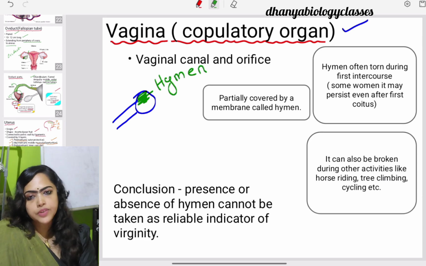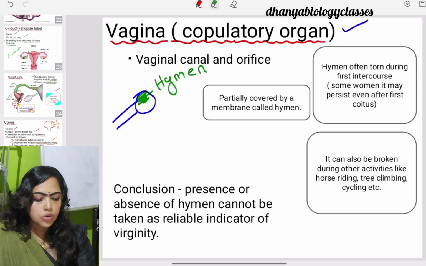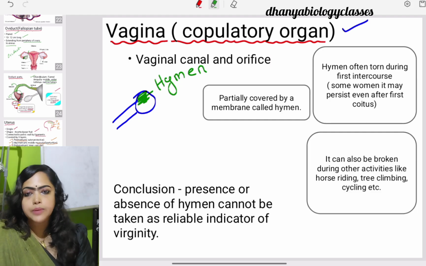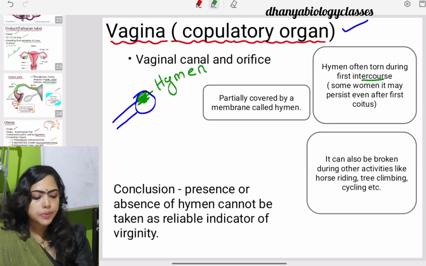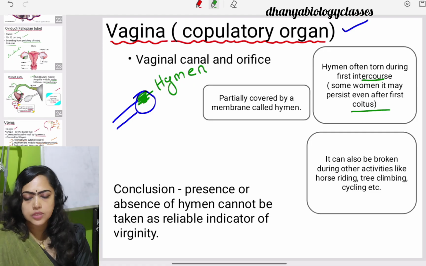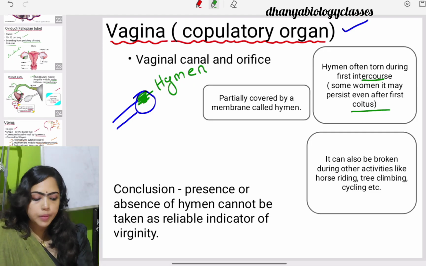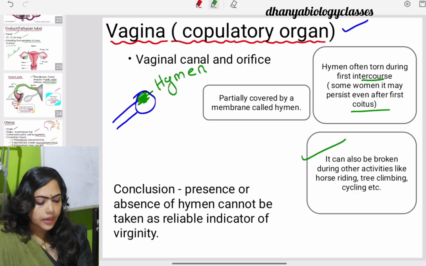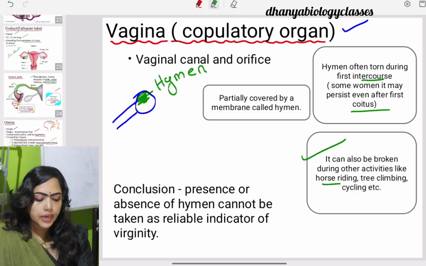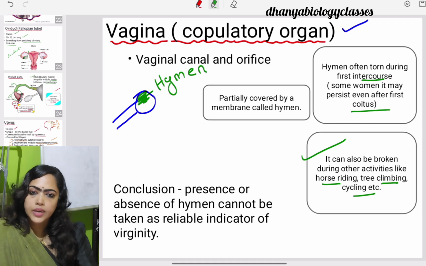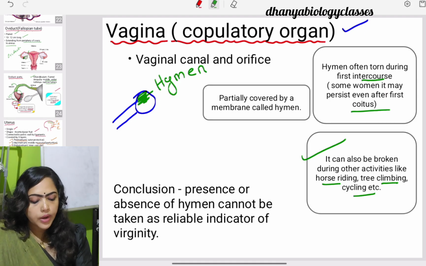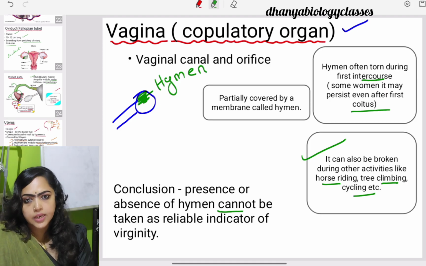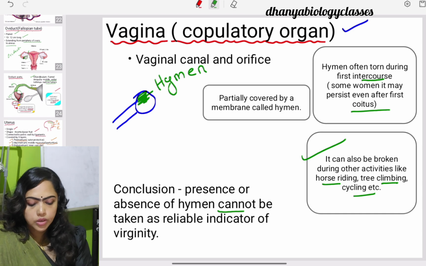And what is the significance of this hymen? It is often torn during the first intercourse. That means in some women it may persist even after first sexual contact or coitus. Okay. And then it can also be broken during other physical activities, like vigorous activities such as horse riding, tree climbing, cycling, etc. Okay, so what we can conclude here is that the presence or absence of hymen cannot be taken as the reliable indicator of what?